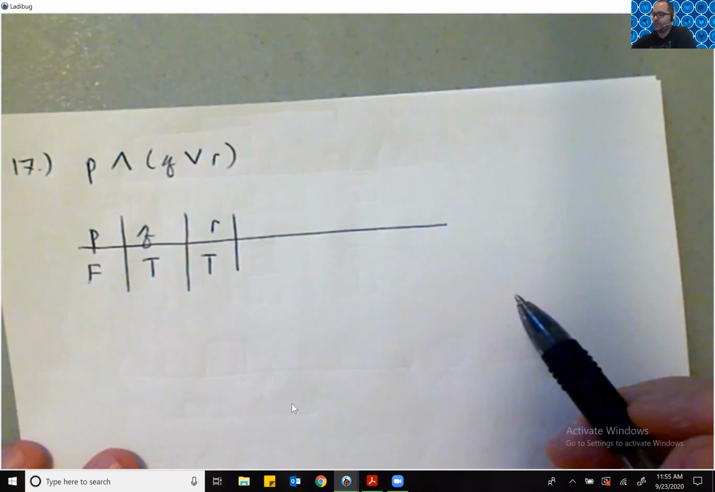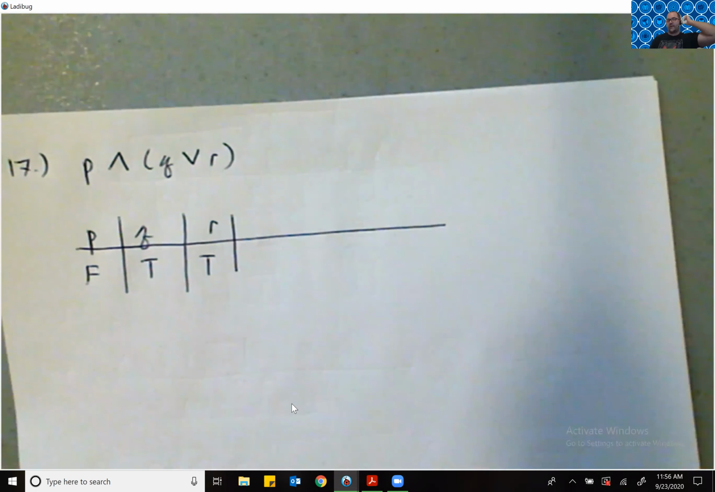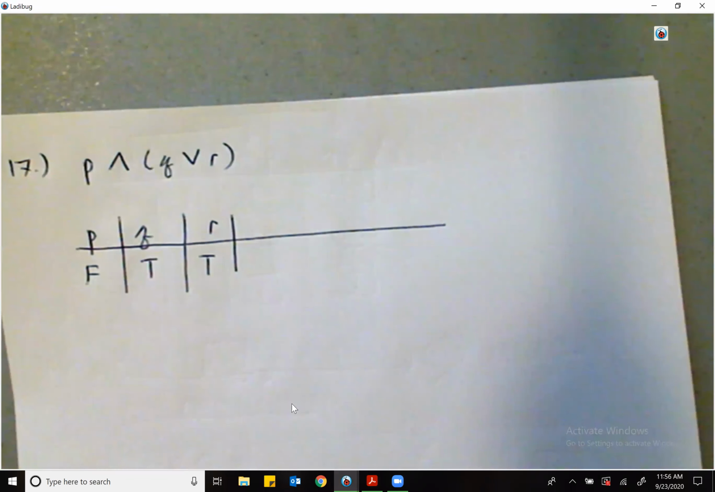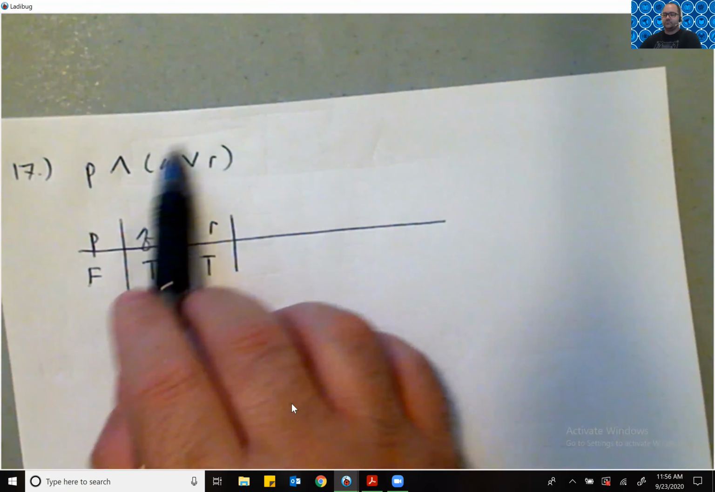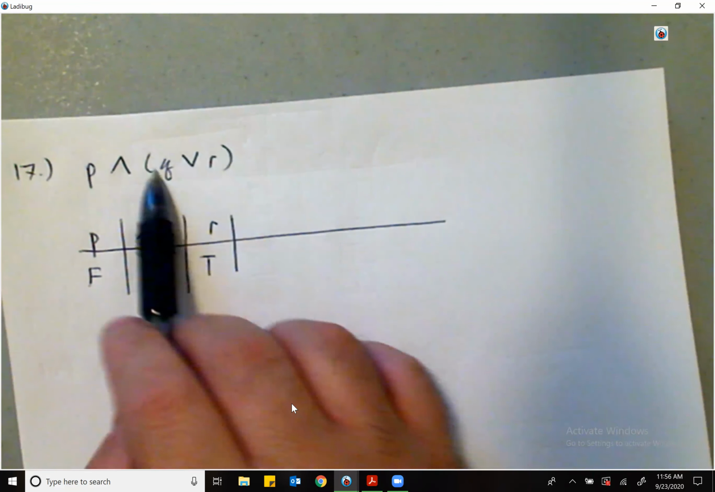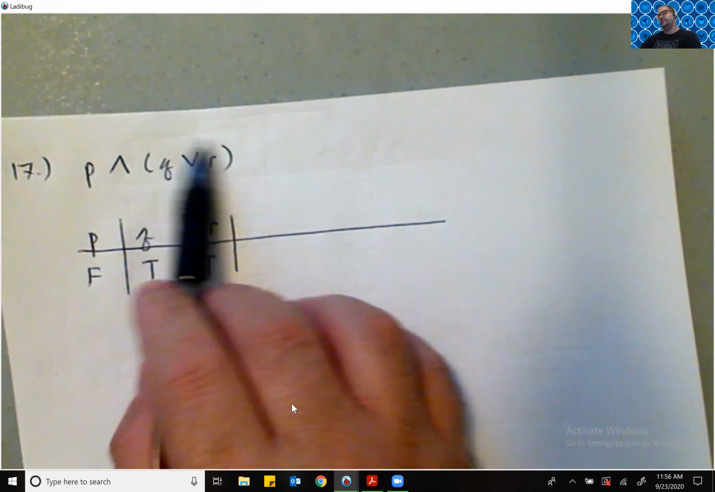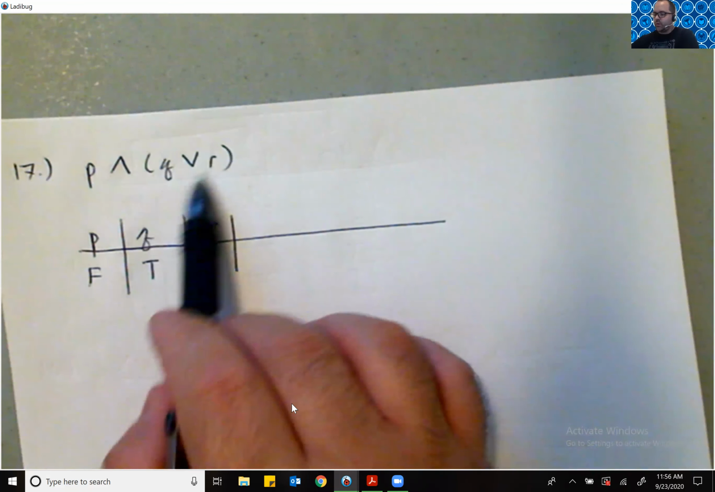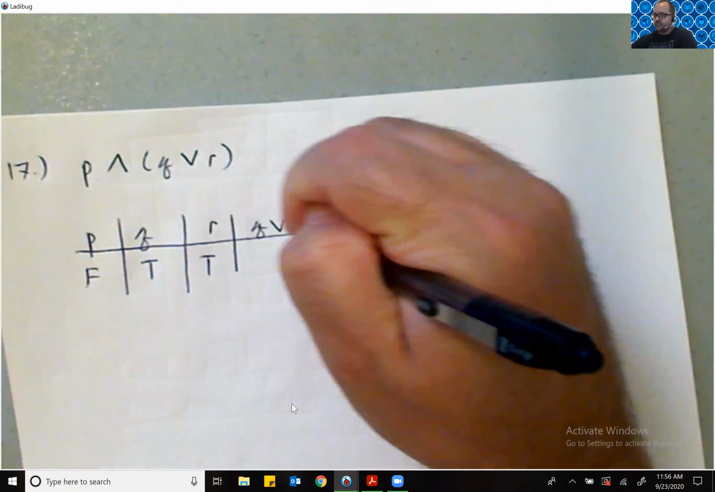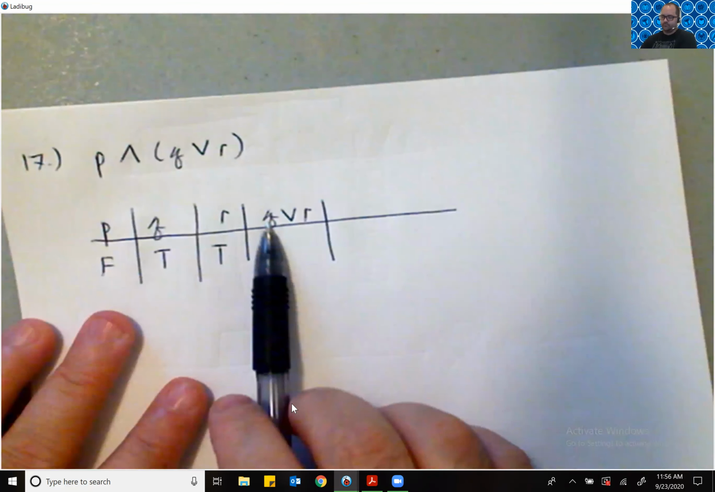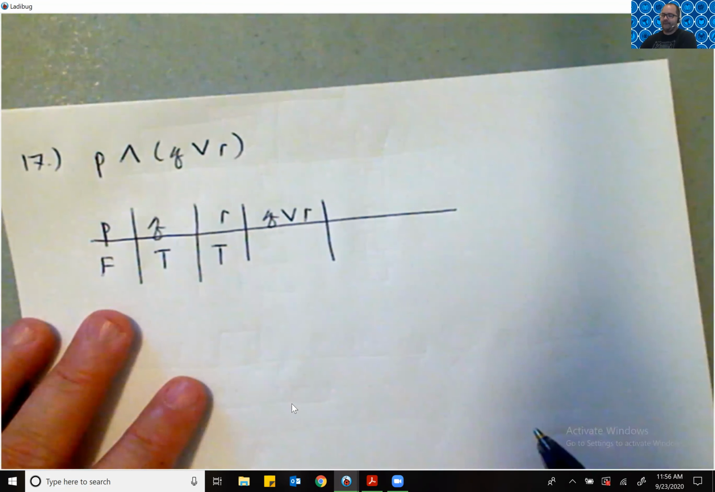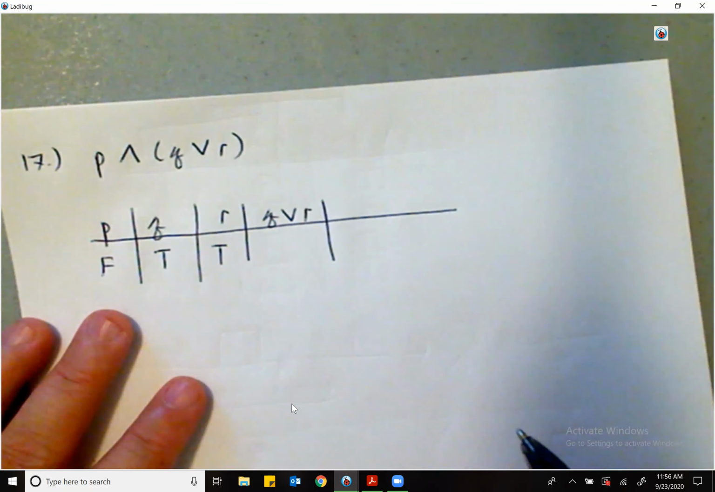All right. So the first thing is going through my order of operations. Do you have parentheses? Yes. We have parentheses right here. So inside my parentheses, are there any negations? No. Do we have an and or an or? We have or. Okay. So we're going to work the or first. What two columns will I use for my or? The second two. Yep.